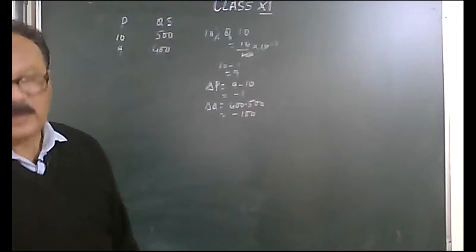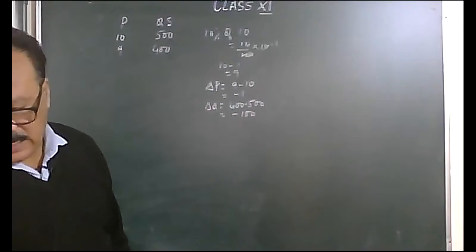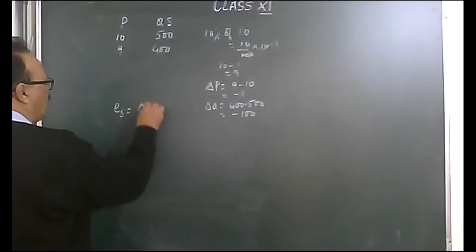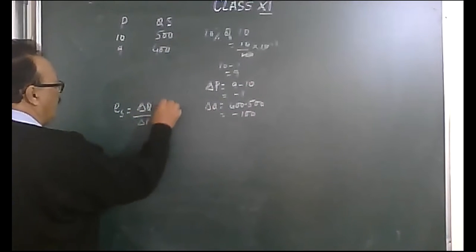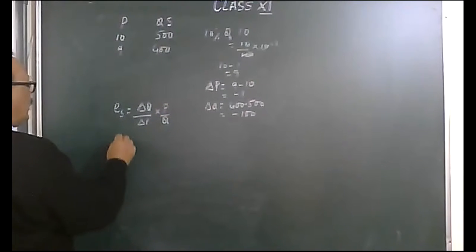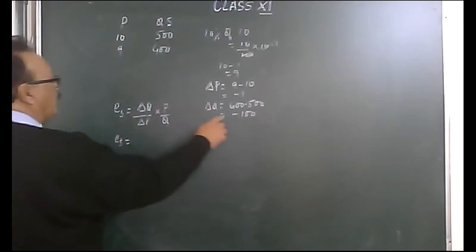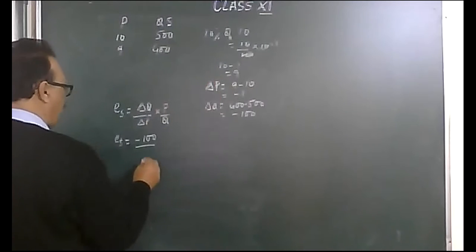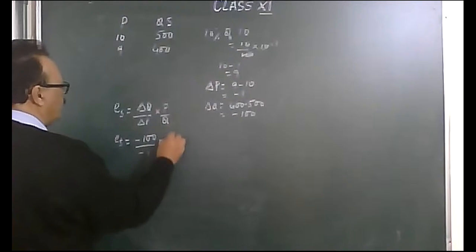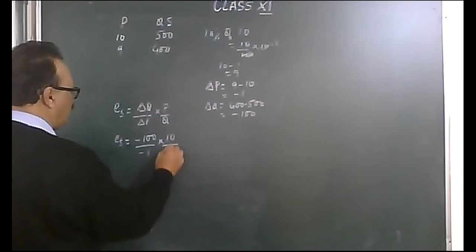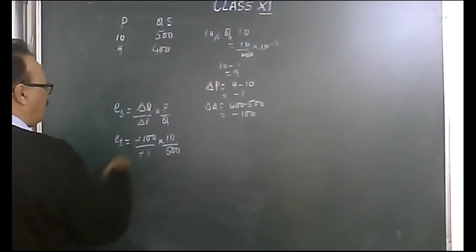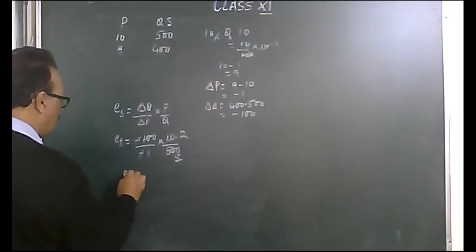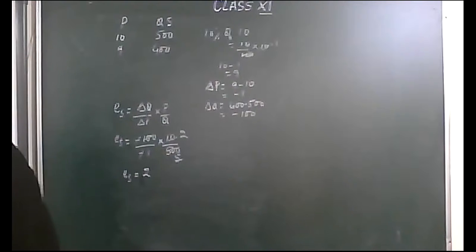Now he says, calculate the price elasticity of supply. You use the proportional method, delta Q upon delta P into P upon Q. Elasticity of supply: change in quantity is minus 100, change in price is minus 1, price of the original, quantity of the original. The minus and minus cancels. 100 5s up, 5 2s up. Elasticity of supply is equal to 2.